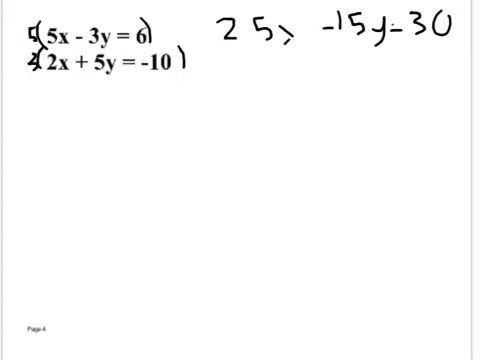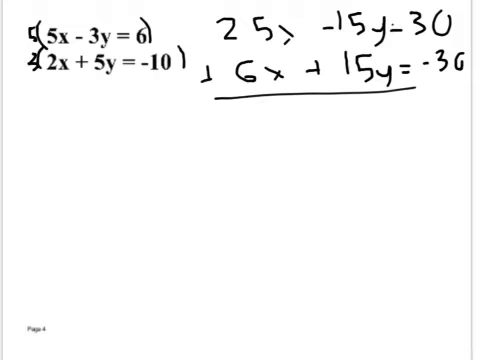We have the 5 times 6. We take 3 times 2, which is 6x. 3 times 5, which is 15y. 3 times -10, which is -30, right? Okay. Do I need to subtract these or do I need to add these? I just need to add these because they're opposite, aren't they? Okay, so we just add these, cancels out.